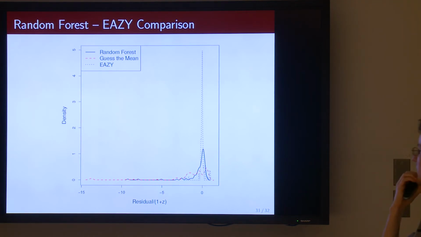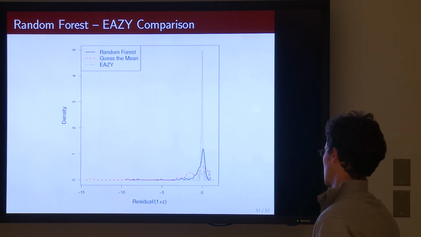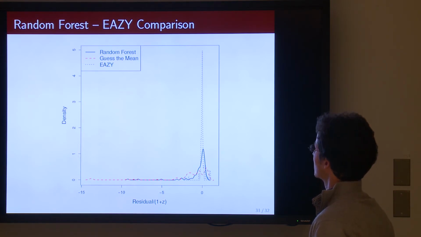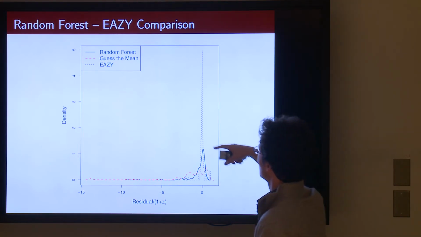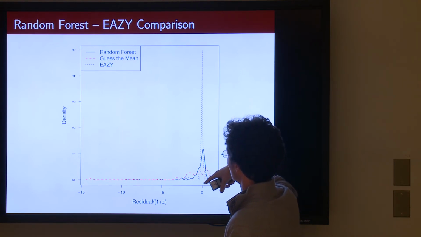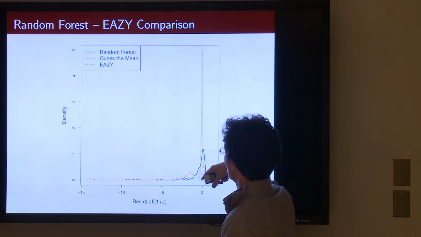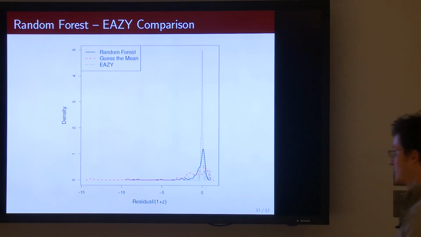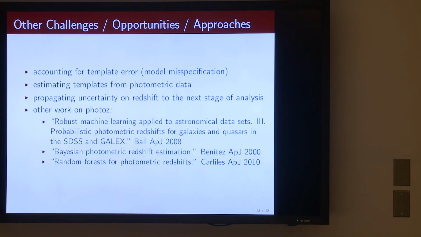And then in terms of looking at the residuals over 1 minus z, EAZY, the blue dotted line, tends to be quite close to 0, whereas random forest and random guessing aren't doing as well. They're much more spread. So those are two aspects of photometric redshift estimation, the non-negative least squares and the non-negative matrix factorization.